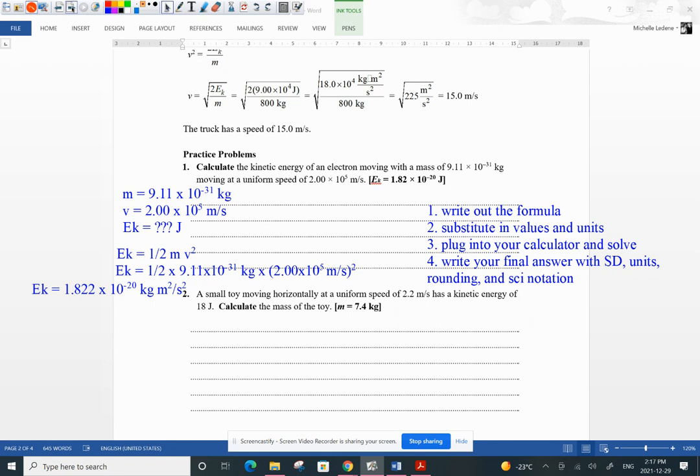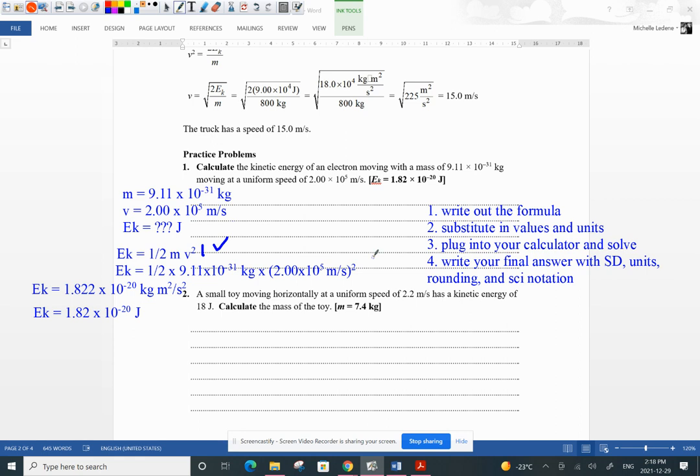Then on your calculator, you get a value of 1.822 times 10 to the negative 20 kilograms meters squared per second squared. But that is not your final answer. You have to go back and look at the original data, 3 sig digs. And remember, this is that made up unit, kilograms meters squared per second squared. This is energy, right? Kinetic energy is going to be joules. So write your final answer showing 3 sig digs, correct exponents, scientific notation, and units of joules. That's how you can get full marks.